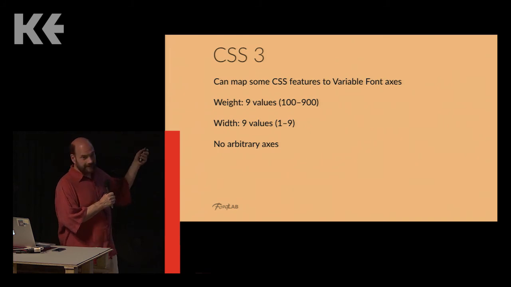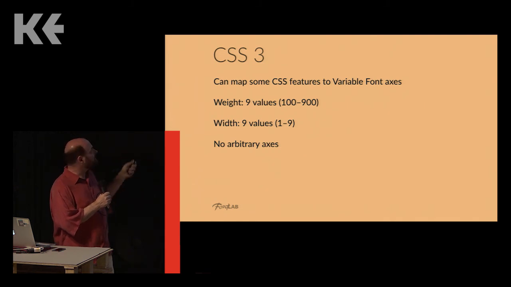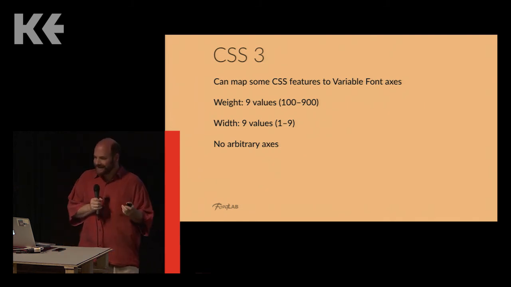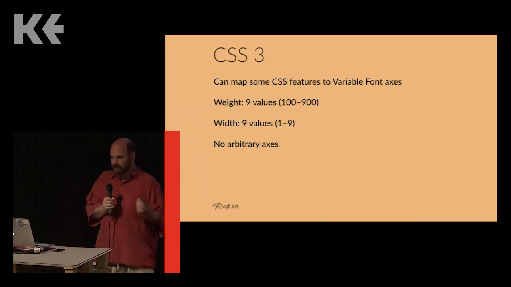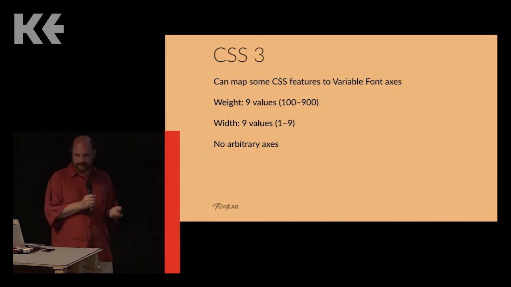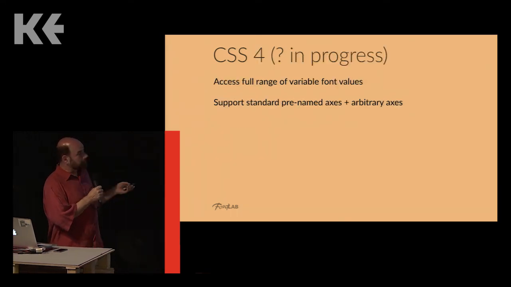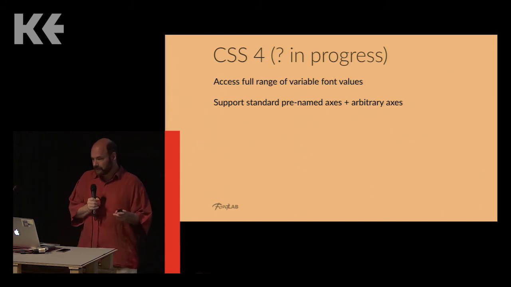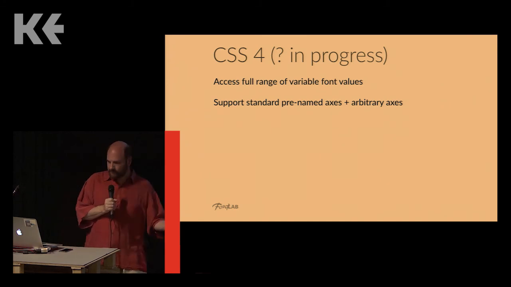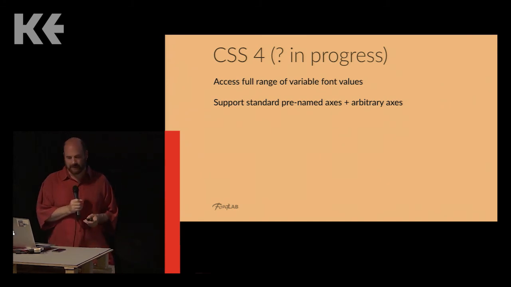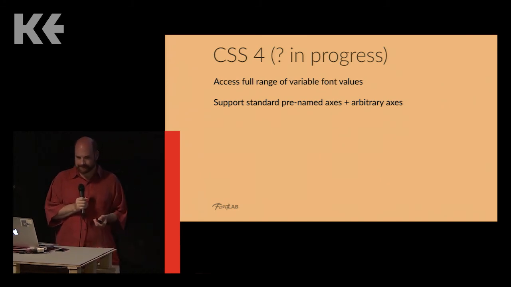You can map weight to 9 possible values in 100 unit increments. You can map width, but you can't do arbitrary axes. So all this funky, wild stuff in CSS3, there's no support for that. CSS4, still in progress, is going to allow access to a full range of variable font values, support the standard axes plus arbitrary ones. So this is coming.